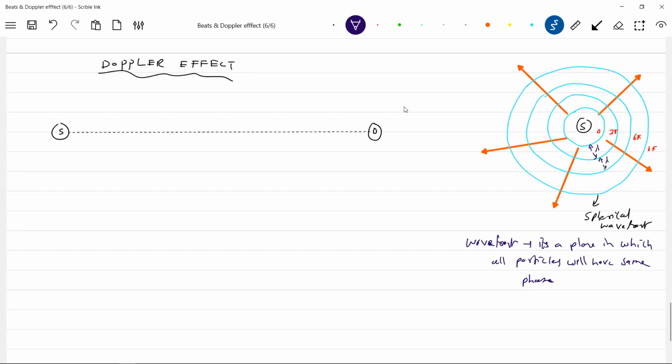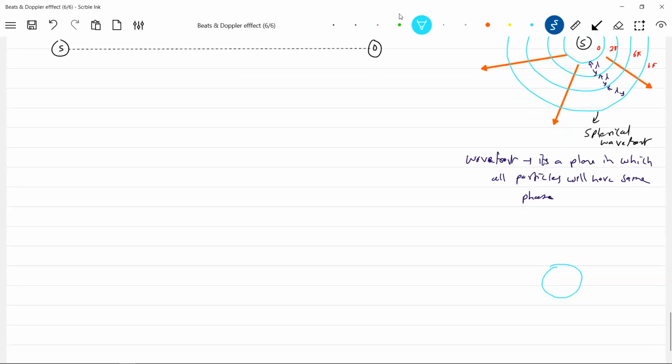All points here will have 0 phase. All points in this wavefront will have a phase of 2 pi. What is the distance between two points having the same phase? 0 and 2 pi are the same; both are at the mean position moving in the same direction. So the distance between two points having the same phase is called lambda. If I draw a spherical wavefront, the distance between wavefronts becomes lambda. Sir, if I draw 0, pi, 2 pi, 3 pi, then lambda by 2 will come. You can also think in this way, nothing wrong.